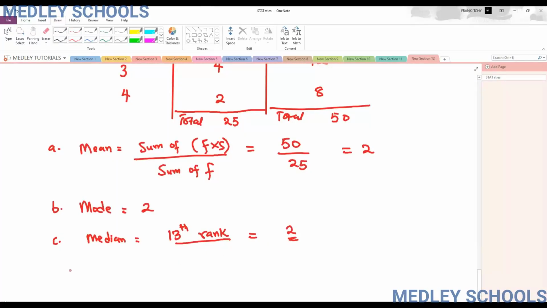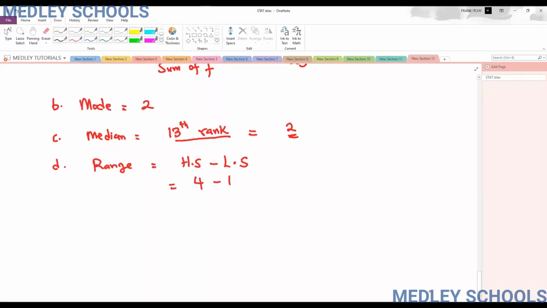Now the last part is the range, which is highest score minus lowest score. From the table, the highest score is 4 and the lowest score is 1. So when you subtract 1 from 4, we have 3. So that means the range of the data is 3.